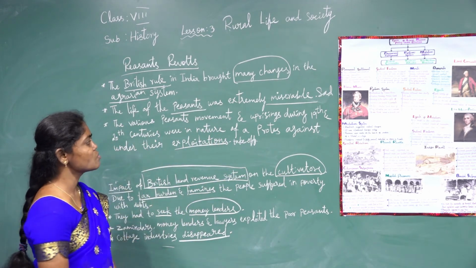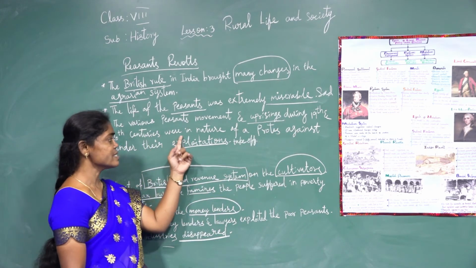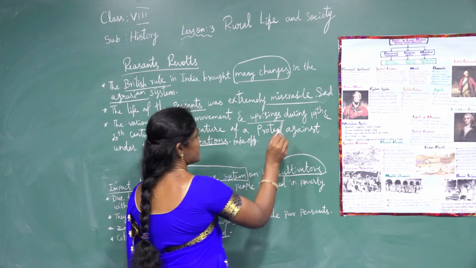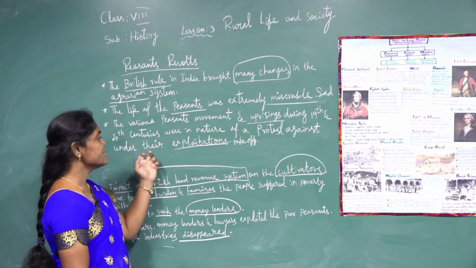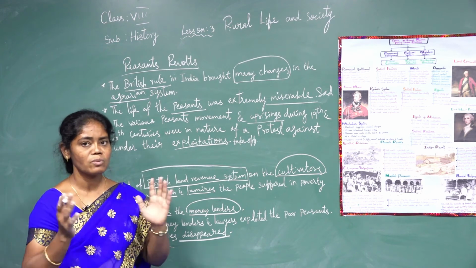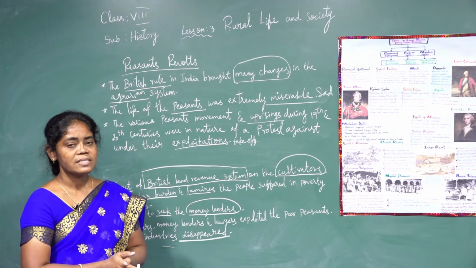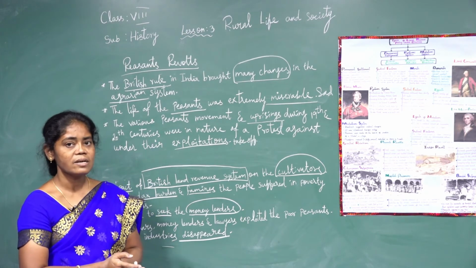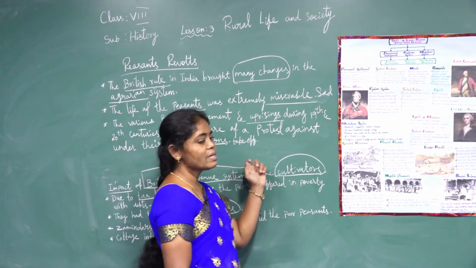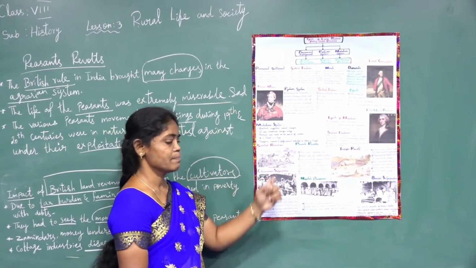The various peasants' movements and uprisings during the 19th and 20th centuries were in the nature of protest against exploitation. Many farmers joined together in groups and started to revolt against the British. Now, one by one, we will see the revolts of the peasants. First, we will see the Santhal rebellion.